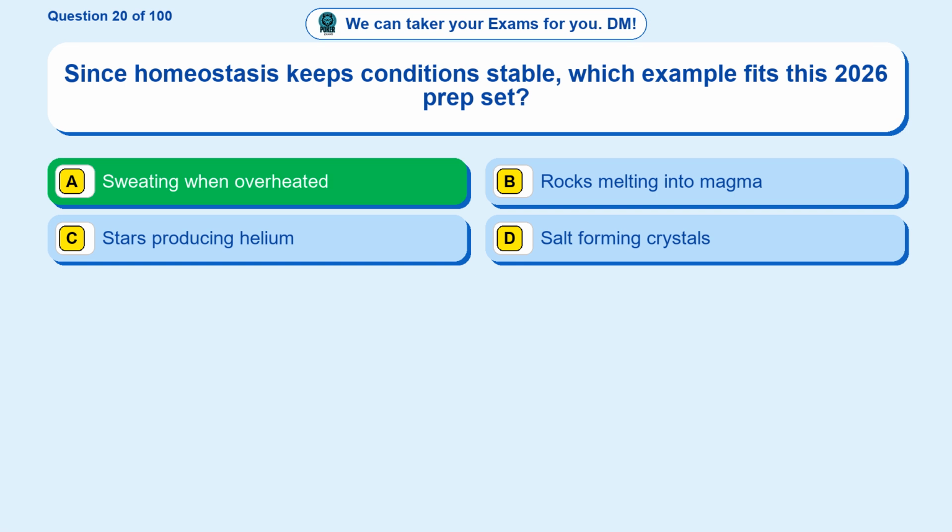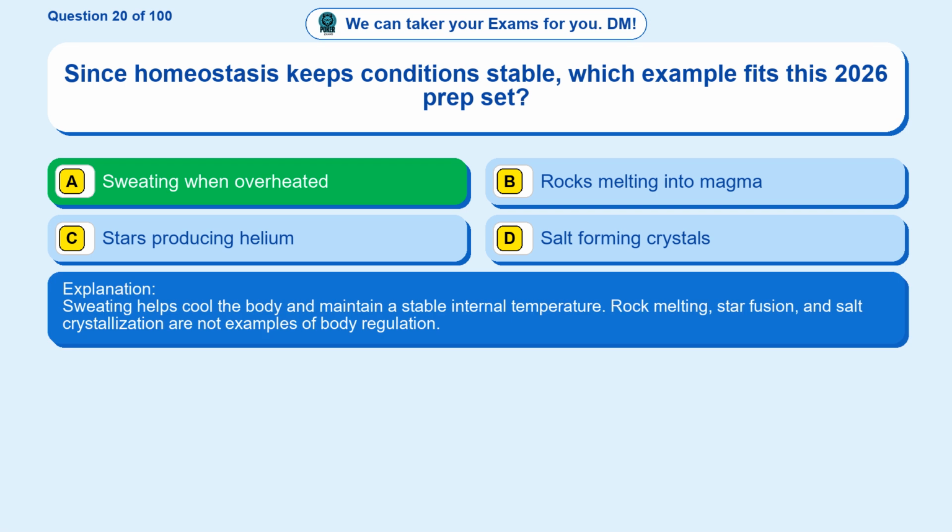The correct answer is option A. Sweating when overheated. Sweating helps cool the body and maintain a stable internal temperature. Rock melting, star fusion, and salt crystallization are not examples of body regulation.